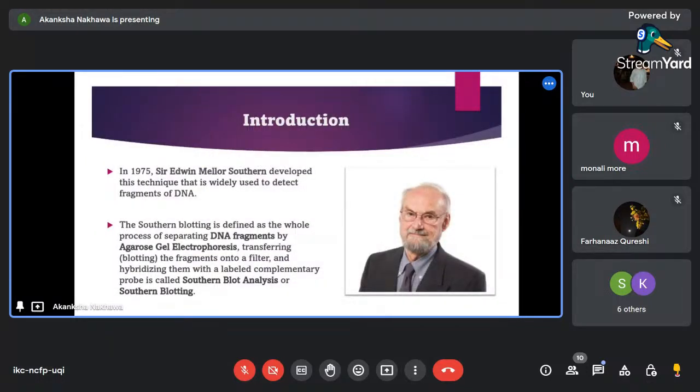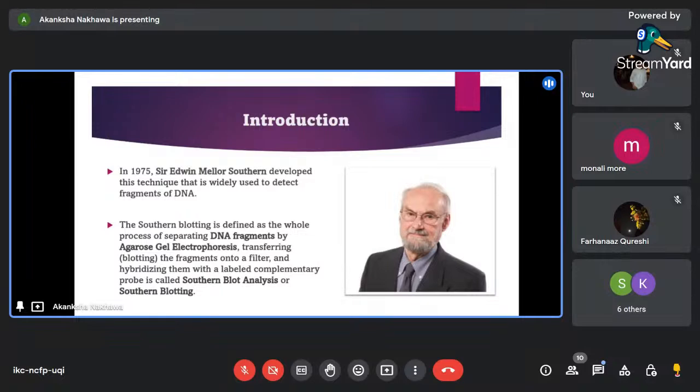So, what is the introduction? Basically, what is Southern blotting? Southern blotting is named after Sir Edwin Mellor Southern, who developed this technique in 1975, and it is widely used to detect fragments of DNA. Blotting is the general term for the transfer of macromolecules like DNA, RNA, and proteins. Southern blotting is defined as the whole process of separating DNA fragments by agarose gel electrophoresis, transferring the fragments onto a filter, and hybridizing them with a labeled complementary probe. This is called Southern blot analysis or Southern blotting.